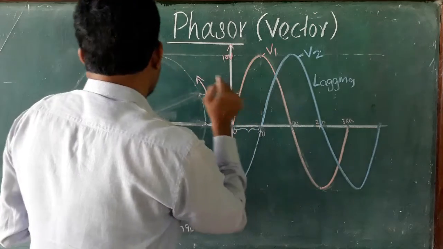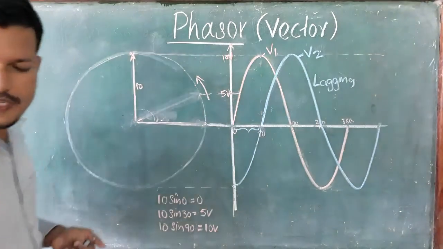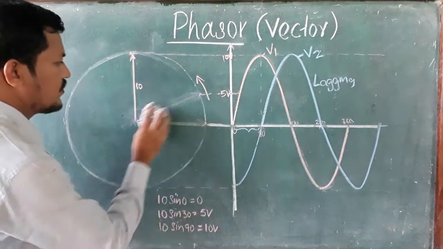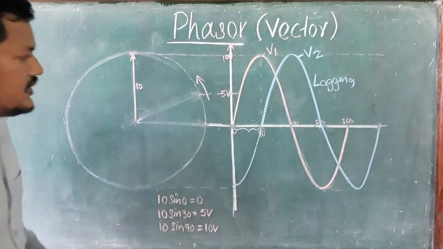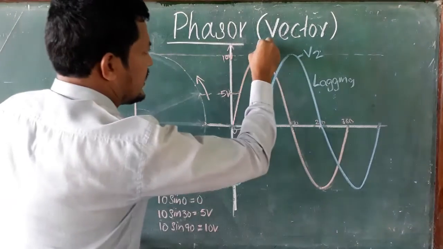So we draw on the first one. The first waveform is here, already drawn. The waveform or phasor reaches its 90 degree position. We already drew the 90 degree position, so I am taking this position.